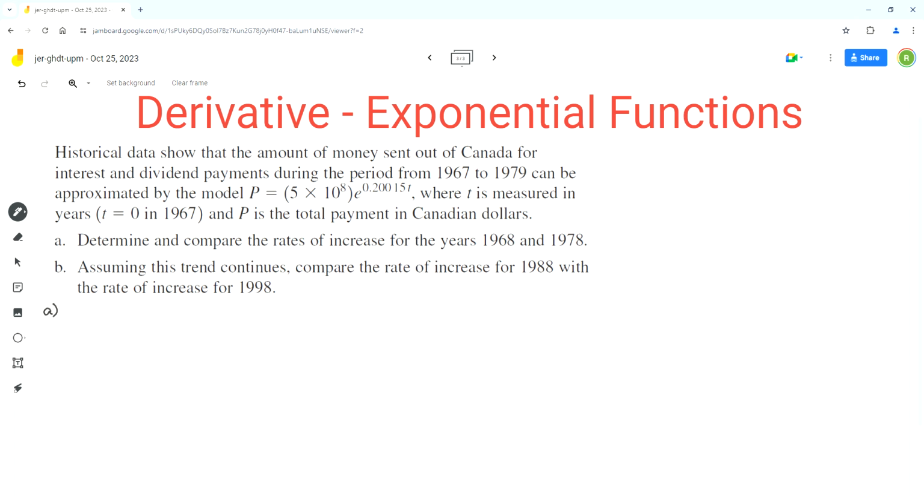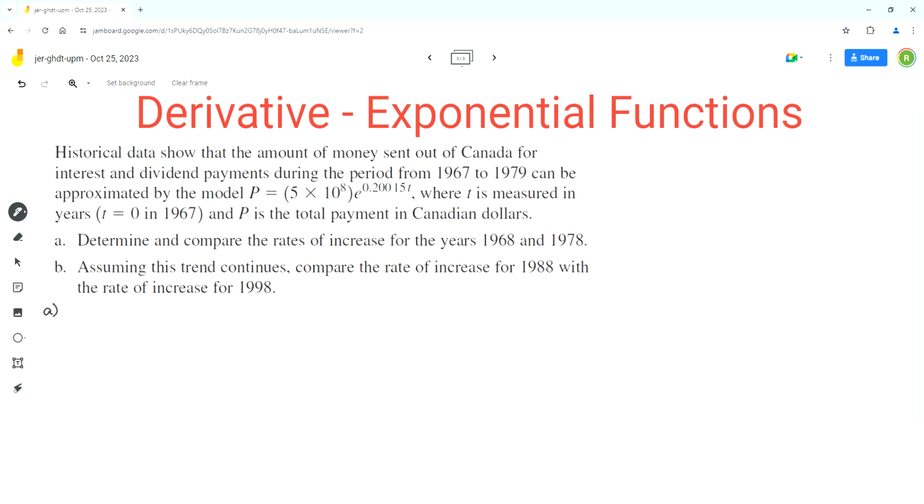In part A, we have to determine and compare the rates of increase for the years 1968 and 1978. So we have to calculate the rates of increase for 1968 and 1978. The rate of increase for P, the total payment, will be the derivative of this P function. So the first step is to write the P function.